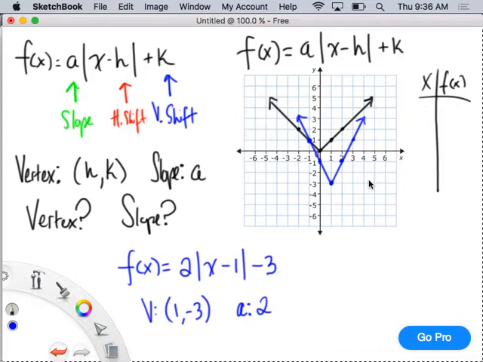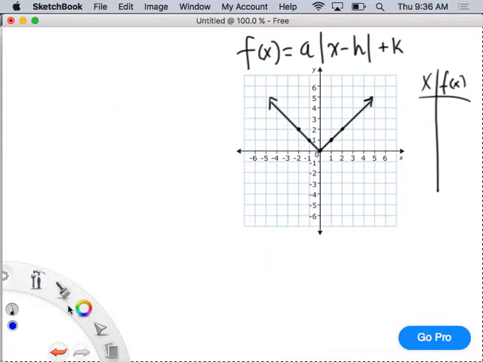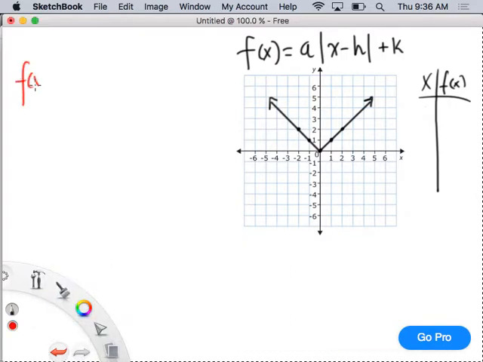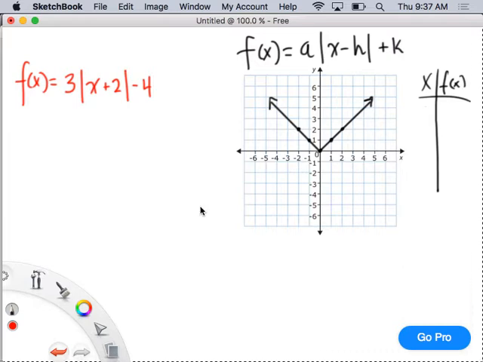All right, you guys want to try one on your own now? Okay. So you guys are going to do f of x equals 3 times the absolute value of x plus 2, minus 4. Remember, you ask where's the vertex, what's the slope, and you go from there.